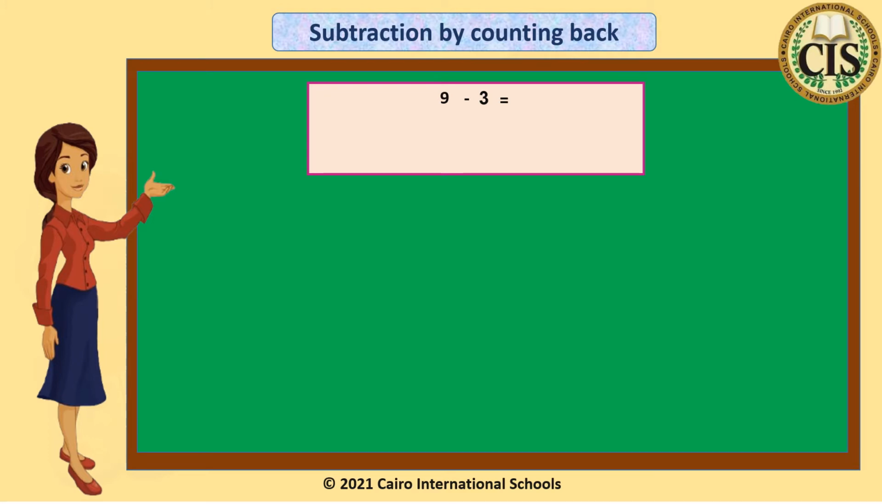How many fingers do we have? 6 fingers. So we will write 6. But first, we have to remember that 9 is called minuend, 3 is called subtrahend, and 6 is called difference. So again, in subtraction problems, the first number is called minuend, the second number is called subtrahend, the third number is called difference. So now we're gonna solve this example using counting back strategy.